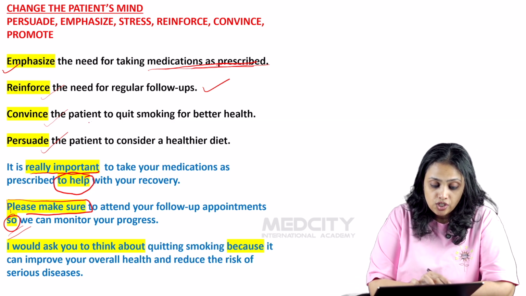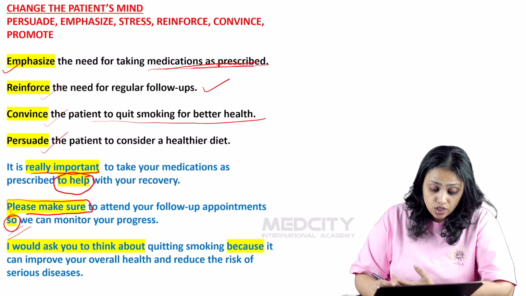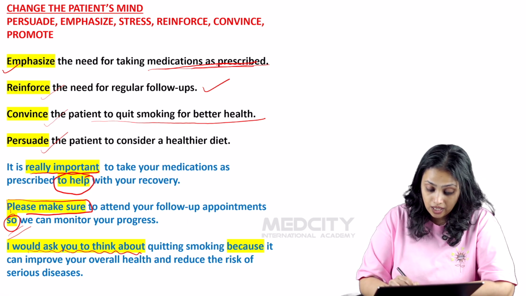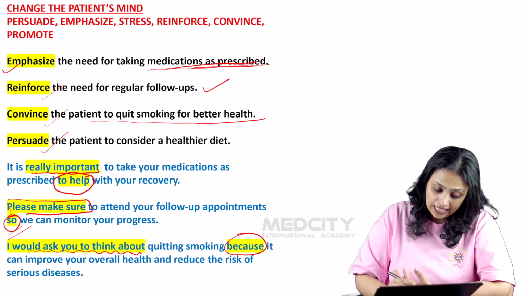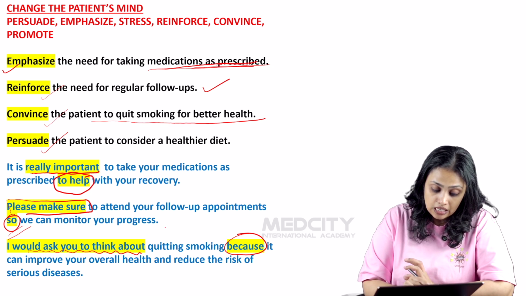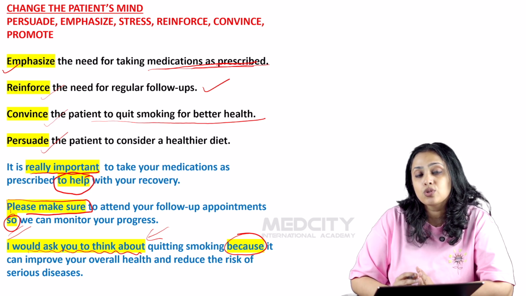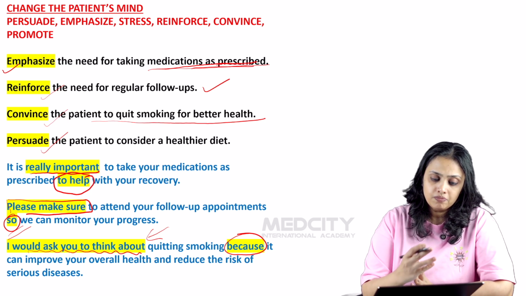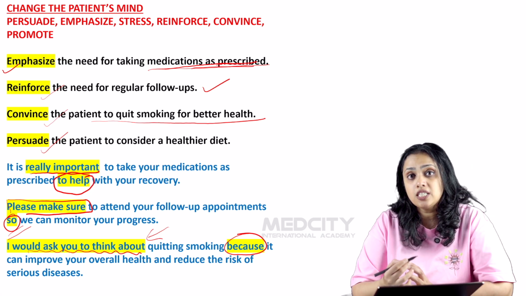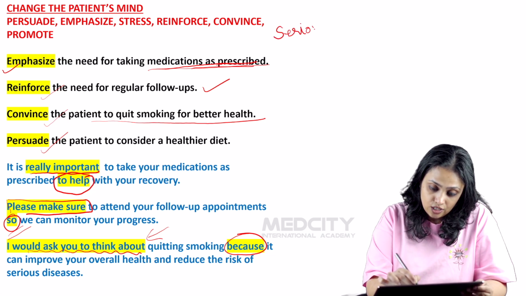The third one, convince the patient to quit smoking for better health. Now let's see the sample response. I would ask you to think about quitting smoking because it can improve your overall health and reduce the risk of serious diseases. Here also you are making the patient understand the importance of quitting smoking and telling the reason how it's going to benefit the patient. So when you do tasks which contain verbs wherein you have to change the patient's mind, one thing that you have to keep in mind is that you need to have that serious tone.